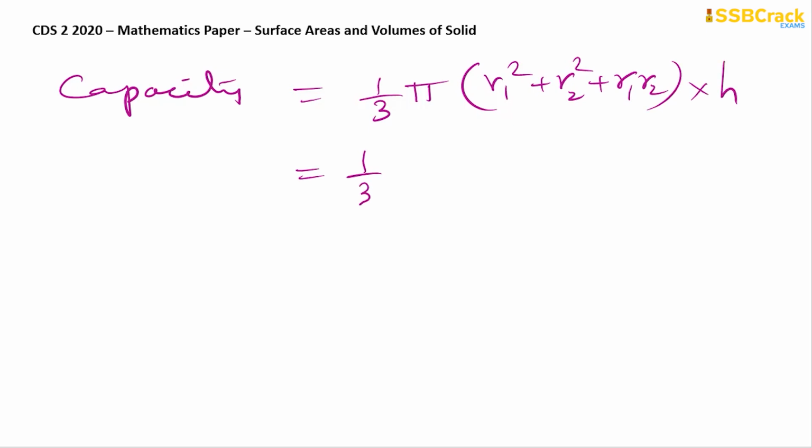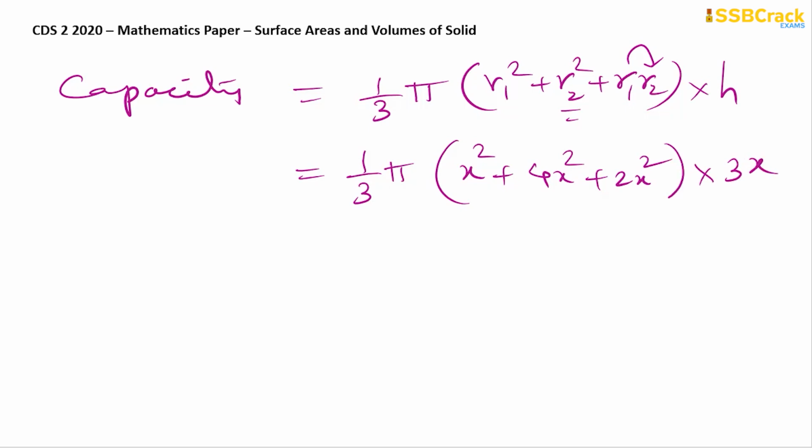So now let's substitute the values as per the question. R1 we had x, so x square. R2 we had 2x, so 2x square means 4x square. R1 into R2, that is 2x square, because x into 2x. Into H we had 3x. Let's simplify. 3 cancels.